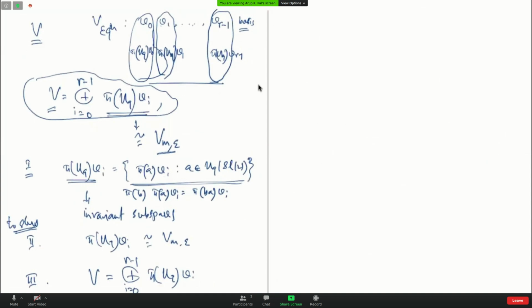Okay, so the first part was to show that this is irreducible of that type. That part should be easy.